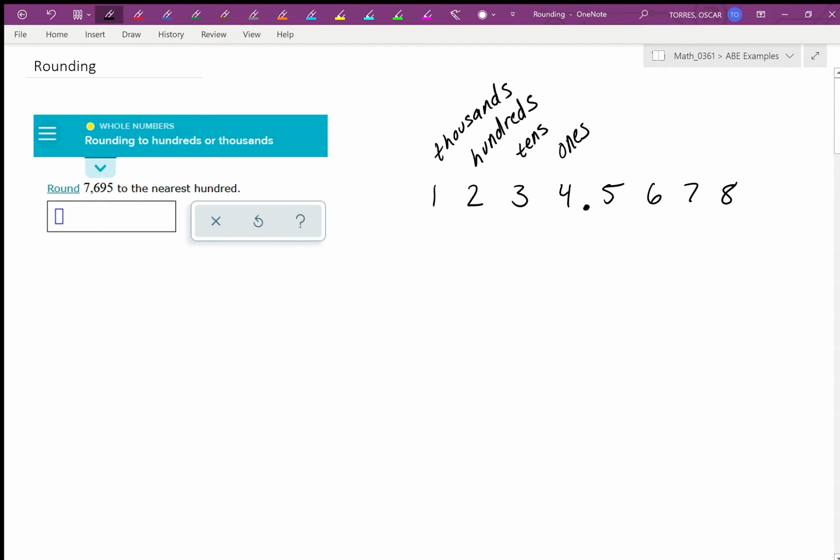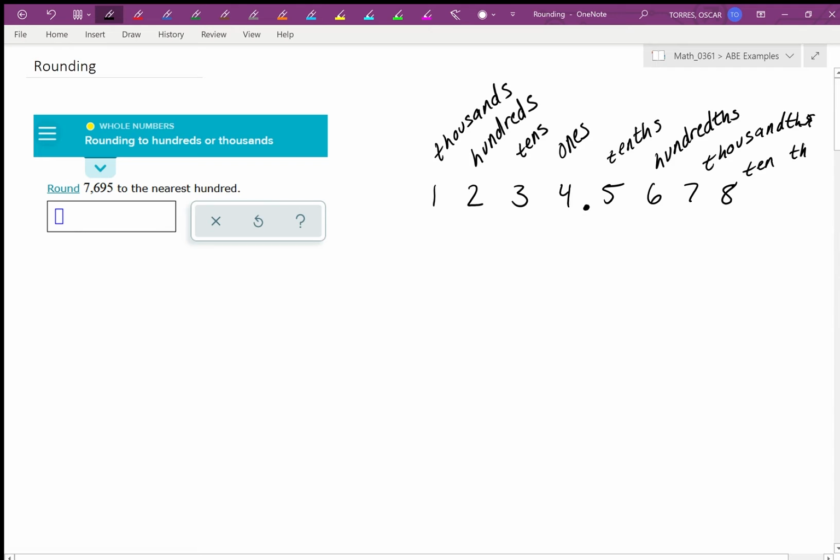But as we go to the right of the decimal, we're going to repeat this pattern of tens, hundreds, thousands, and so on. So after the 4, we have this 5 to the right of the decimal, and that's going to be our tenths place, with the th. After the tenths place, we're going to have the hundredths, and again, we're going to put a th at the end. After the hundredths place, we're going to have the thousandths, with the th. And after the thousandths place, we have the ten-thousandths place. I couldn't fit that there, but that would be ten-thousandths.